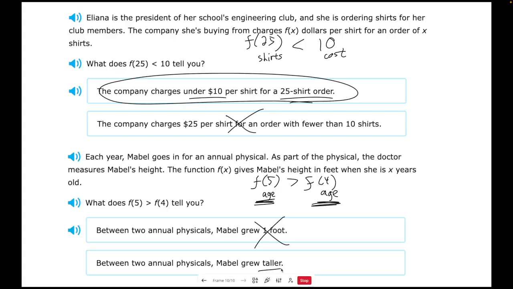And this is correct, right? Because it says, when I was 5 years old, my height was greater than my height at 4 years old.